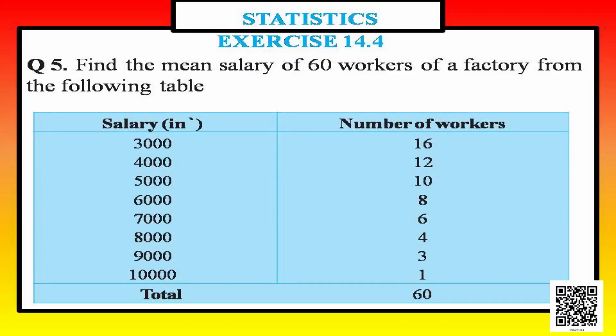Our next question is number 5, which says find the mean salary of 60 workers of a factory from the following table. In the table we were given 2 columns. First column is the salary. They are 3000, 4000, 5000, 6000, 7000, 8000, 9000 and 10,000. And in the second column we have the number of workers which is the frequency. It is 16, 12, 10, 8, 6, 4, 3, 1. So, let us solve it now.